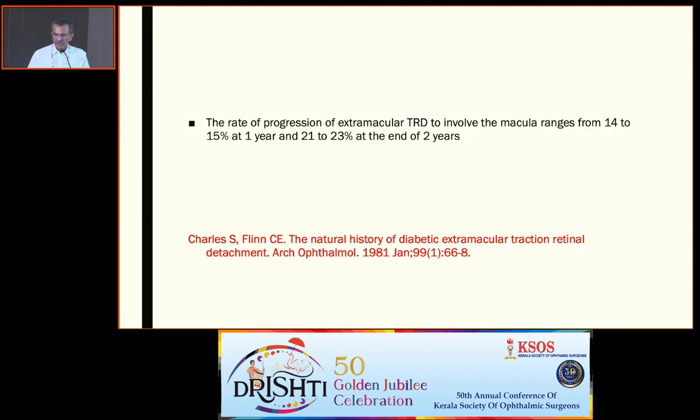And the rate of progression of extramacular TRD to involve the macula ranges from 14 to 15% at 1 year and 21 to 23% at the end of 2 years.